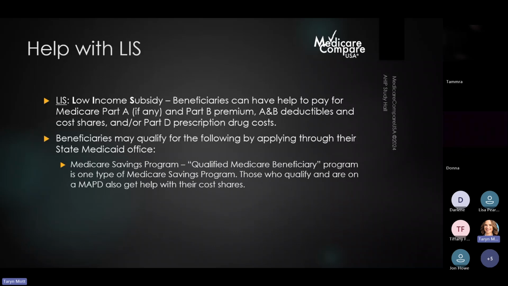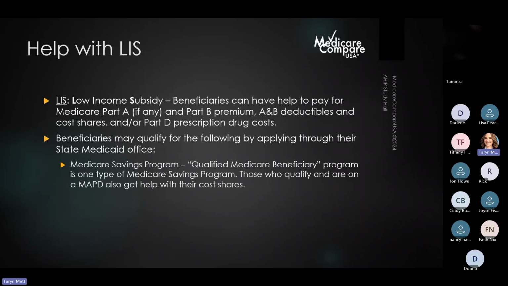Beneficiaries may qualify for the following by applying through their state Medicaid office, which is the Medicare Savings Program. Qualified Medicare Beneficiary Program is one type of Medicare Savings Program. Those who qualify and are on a Medicare Advantage plan also get help with their cost shares, word for word.